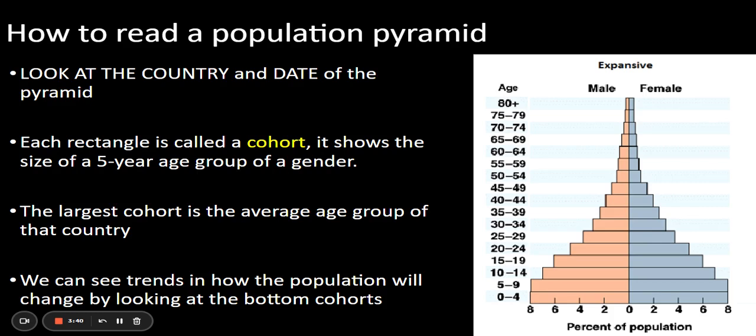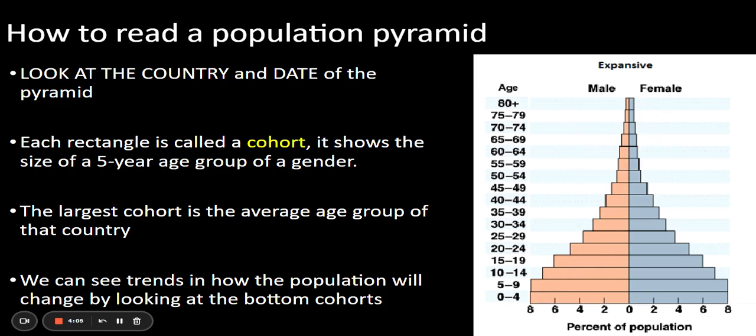Okay, we see trends. A trend is a pattern. So we can see patterns in pyramids by looking at what's going on at the bottom. What we see here at the bottom is a high birth rate. The biggest part of this country's population is the young people. But people tend to die as they get older, and it's a pretty fast process of death. We don't have many old people.